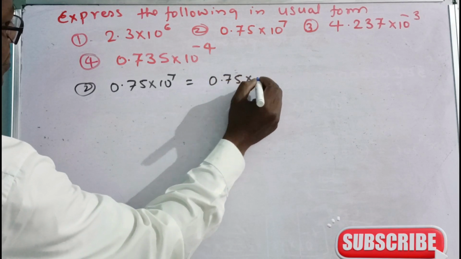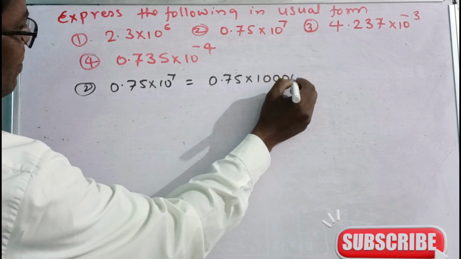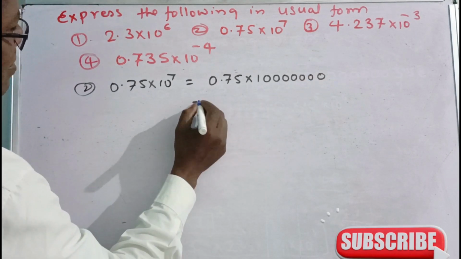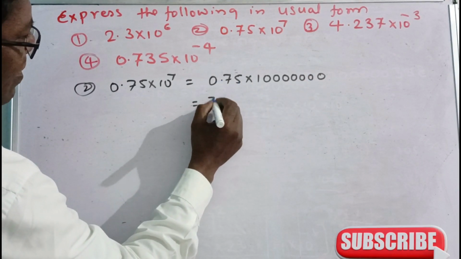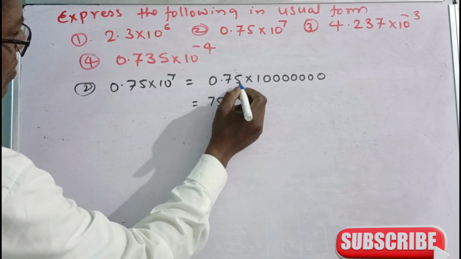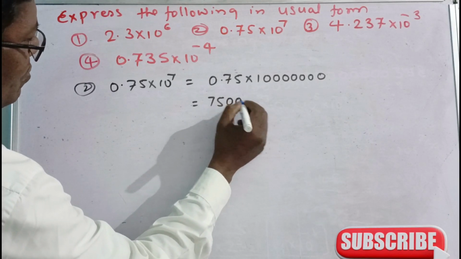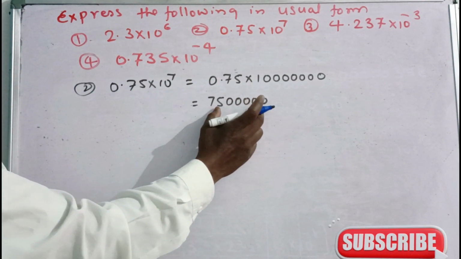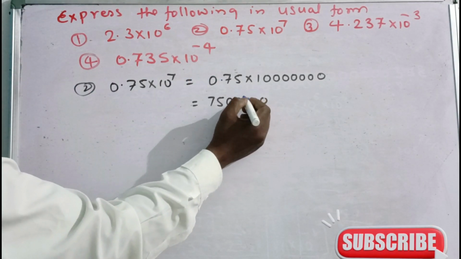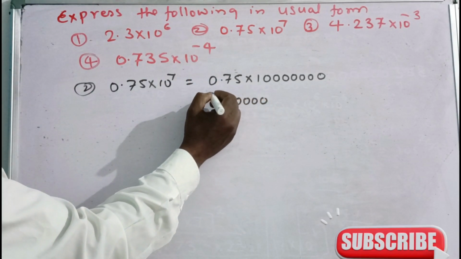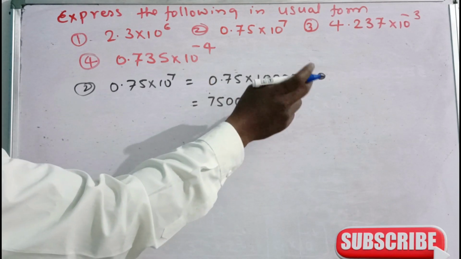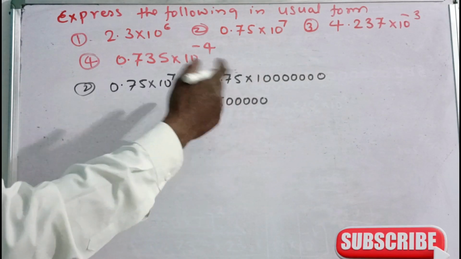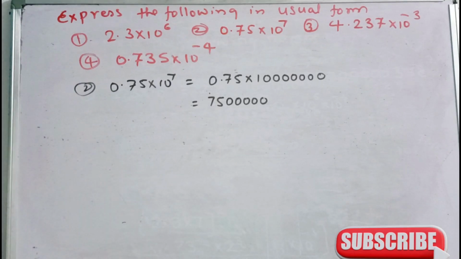0.75 into 1, 2, 3, 4, 5, 6, 7. Again 75. 2 खत्म हो गया. 1, 2, 3, 4, 5. Again, if you want to convert this, 1, 2, 3, 4, 5, 6, 7. 10 to the power 7, 10 to the power minus 7. Again, use the minus 7, remaining is the 7.